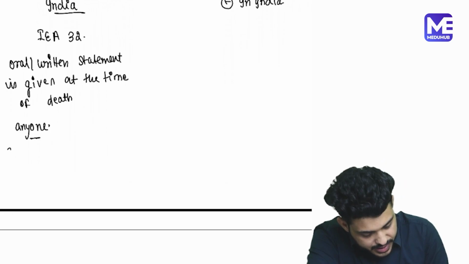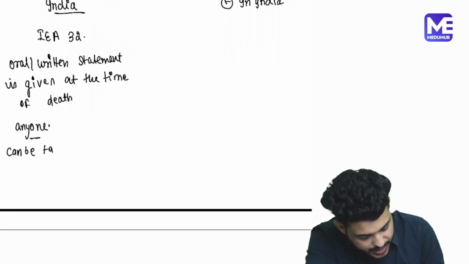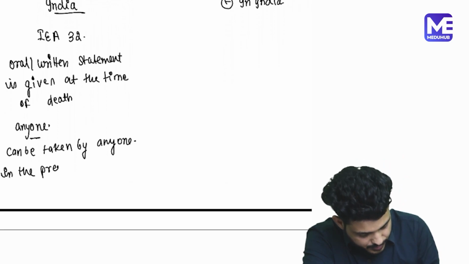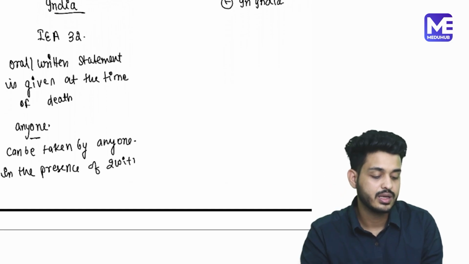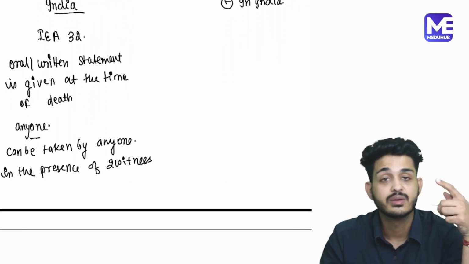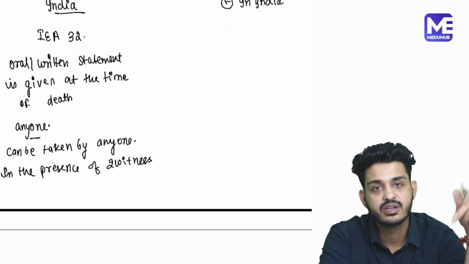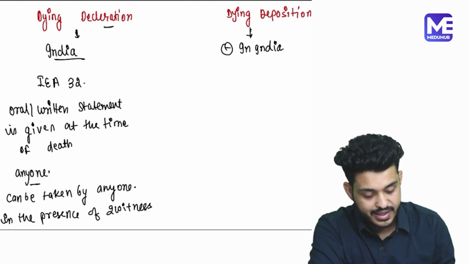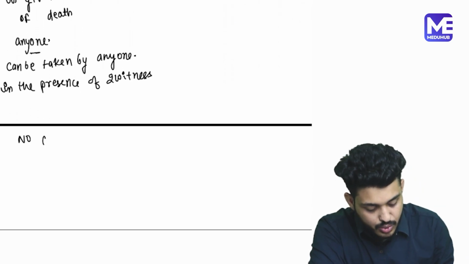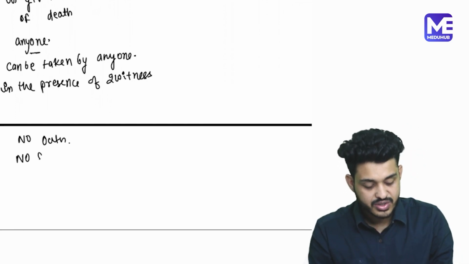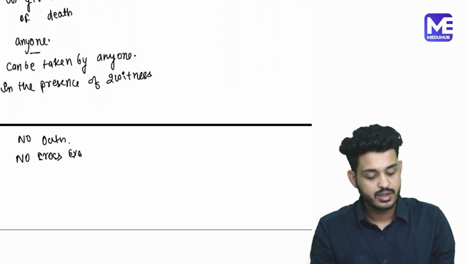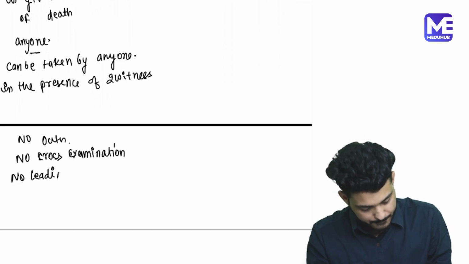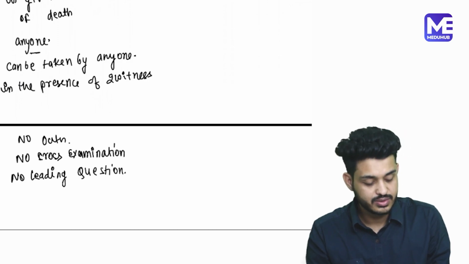It can be taken by anyone in the presence of two witnesses. Two witnesses must be there together. And one more requirement: you cannot change the sentence. As it is, it should be given to the magistrate. If someone is about to die, then he can give a dying declaration in India. In India, no oath is taken. No cross examination will be there. No leading questions can be asked. So this is in India.